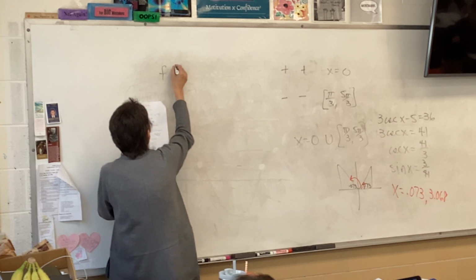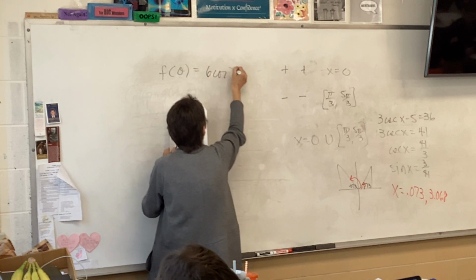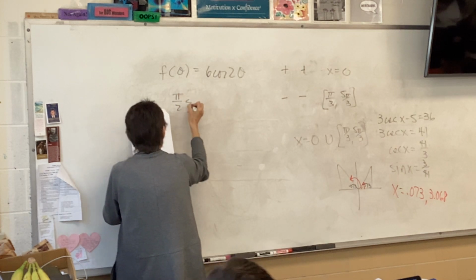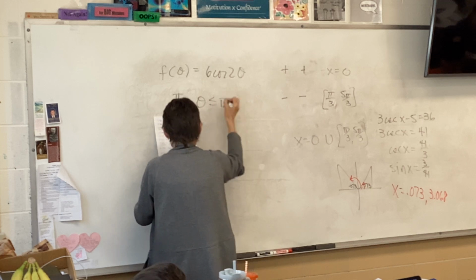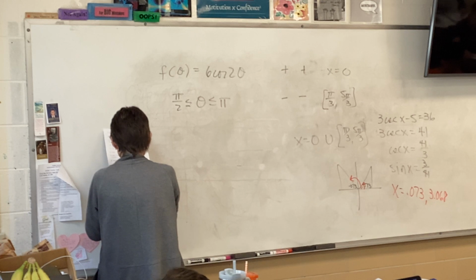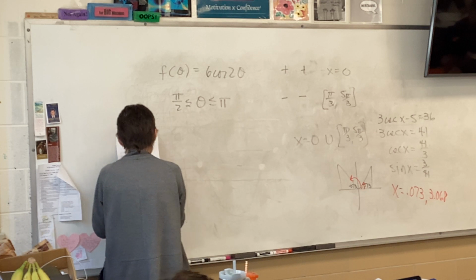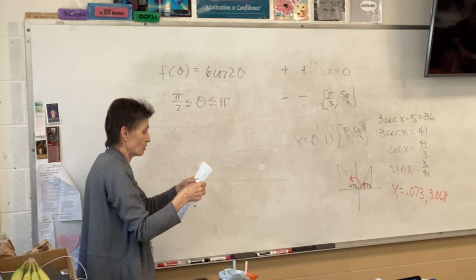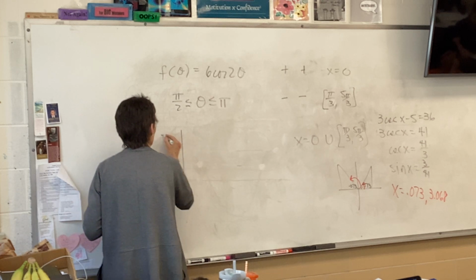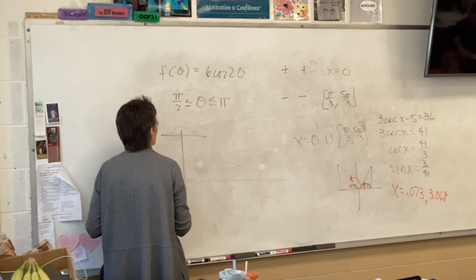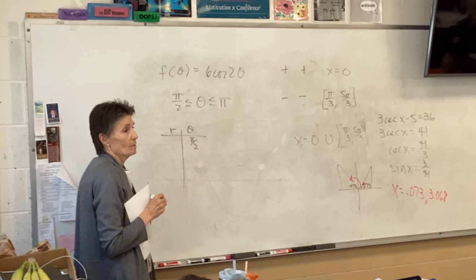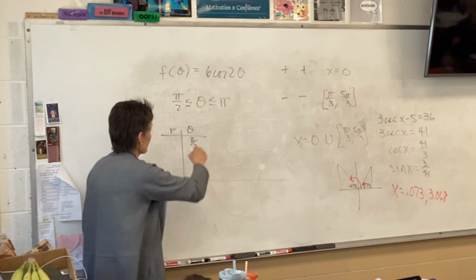So the function is 6 cosine 2 theta, and I'm going from pi over 2 to pi. And I want to know basically what parts of the graph that describes. So I'm going to turn my paper over so I'm looking at my picture the right way. And I'm going to plug in pi over 2 for theta, because that's what it tells me to do.